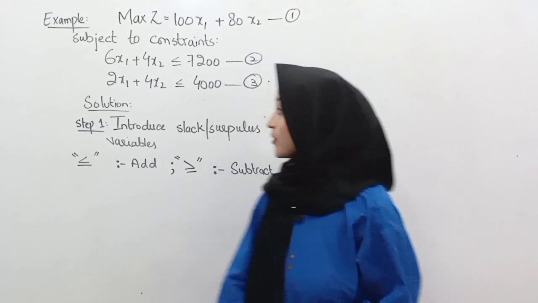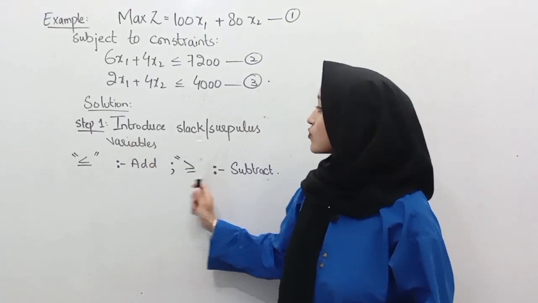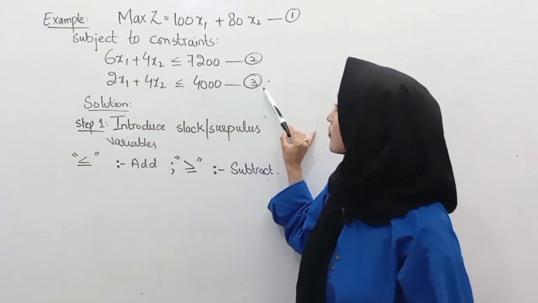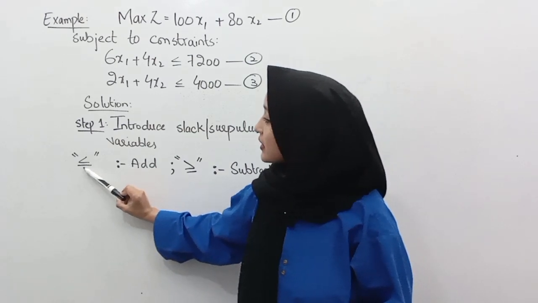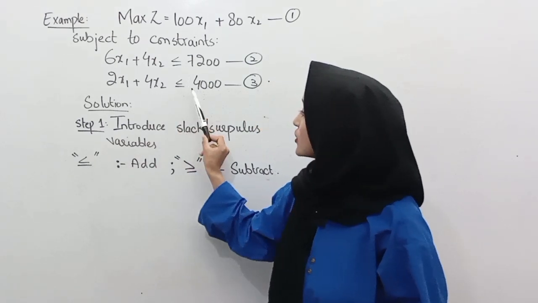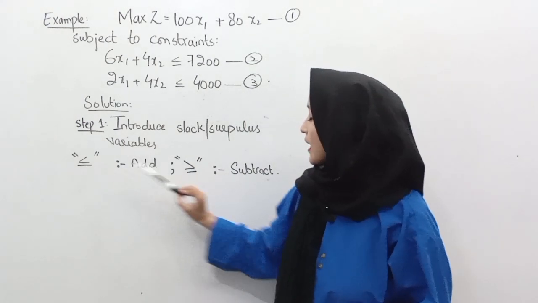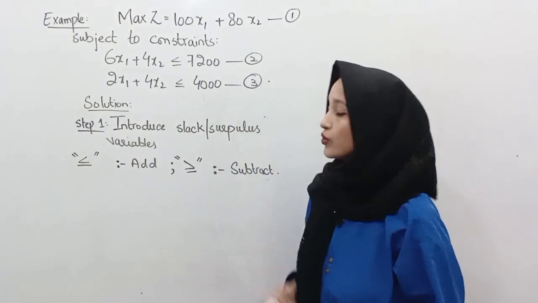Okay, so step number one is that we have to introduce the slack, also called surplus, variables to these equations, that is equation number 2 and equation number 3. There are two cases that we should keep in mind: if there is a less than or equal to sign in these equations, we add the surplus or slack variables, and if there is a greater than or equal to sign, we subtract the slack variables.